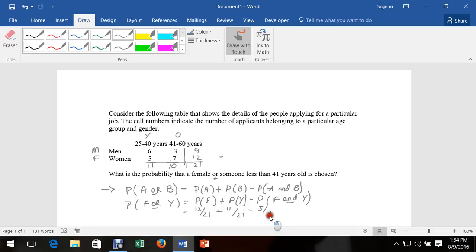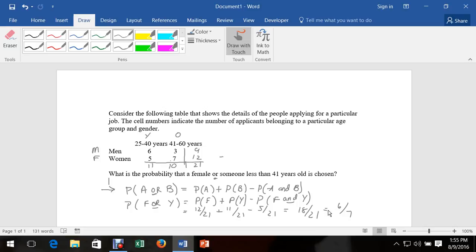So since our denominators are all the same, we can just add and subtract the numerators, which is 23 minus 5, which is 18 over 21. Simplifying it, we're going to get 6 over 7. That's the probability that we pick out someone who is either female or less than 41 years of age.